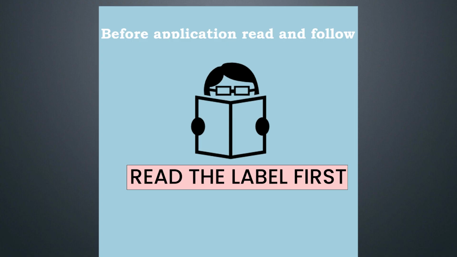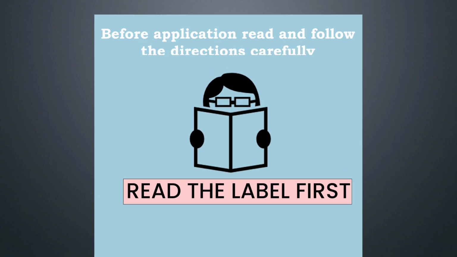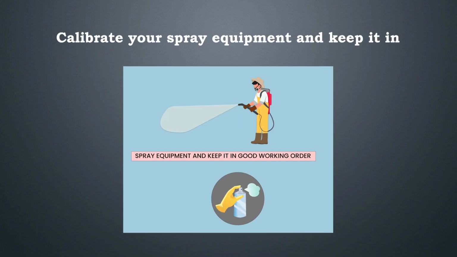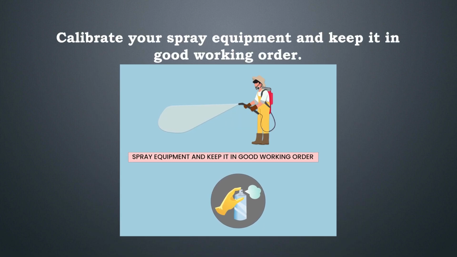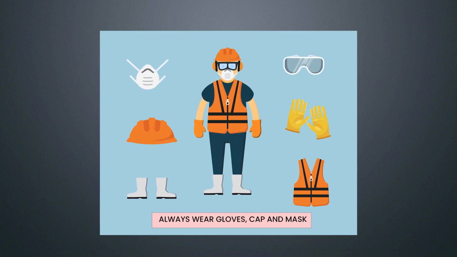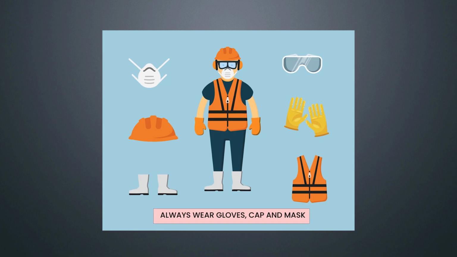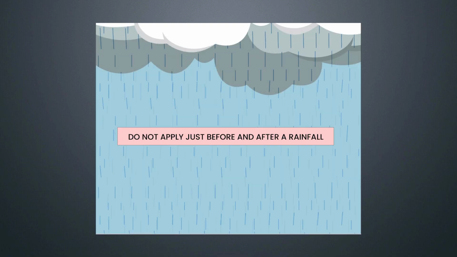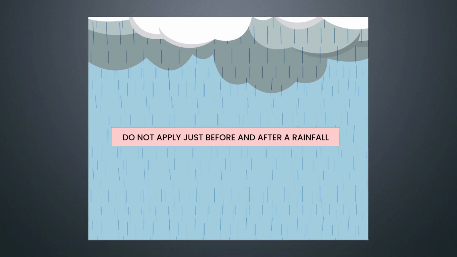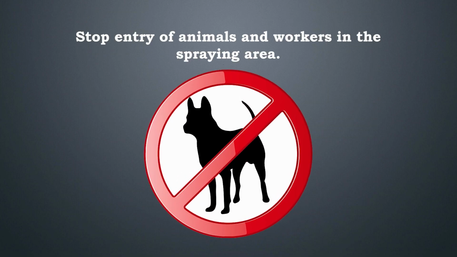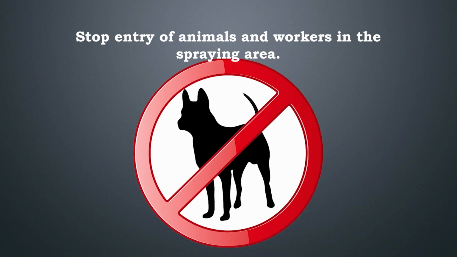First, before application, read and follow the directions carefully which are written on the label. Second, calibrate your spray equipment and keep it in good working order. Third, always wear gloves, cap and mask during the spraying of weedicides. Fourth, do not apply them on a hot sunny day or during strong wind conditions. Fifth, do not apply just before and after a rainfall. Sixth, stop entry of animals and workers in the spraying area.